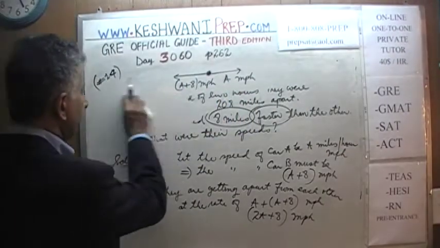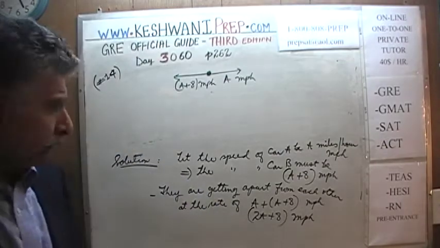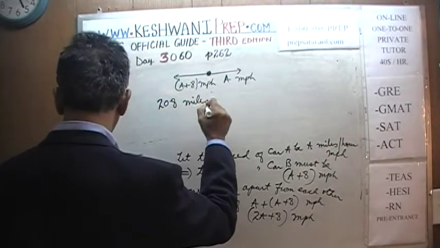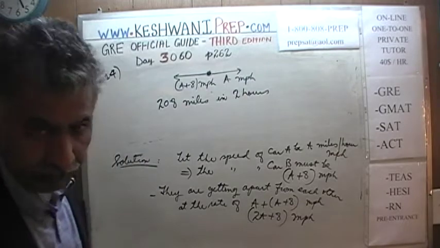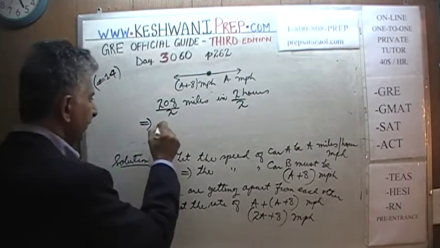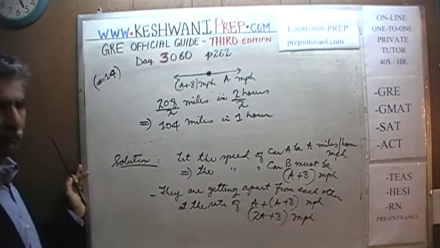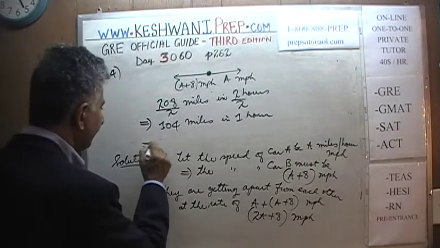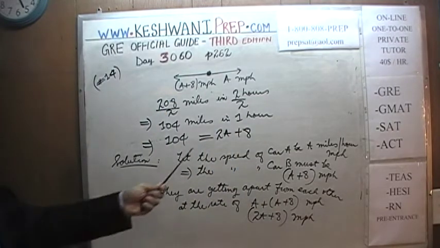Let's pick up from the top. We are also told that in 2 hours they travel 208 miles. Well, if they travel 208 miles in 2 hours, that in turn implies, if you divide both sides by 2, that they must be traveling at 104 miles in 1 hour. But we know how far apart they're getting in 1 hour. They're getting apart this many miles in 1 hour, which in turn implies that 104 must equal this amount, 2a plus 8. And that's it. All you have to do is solve for a.